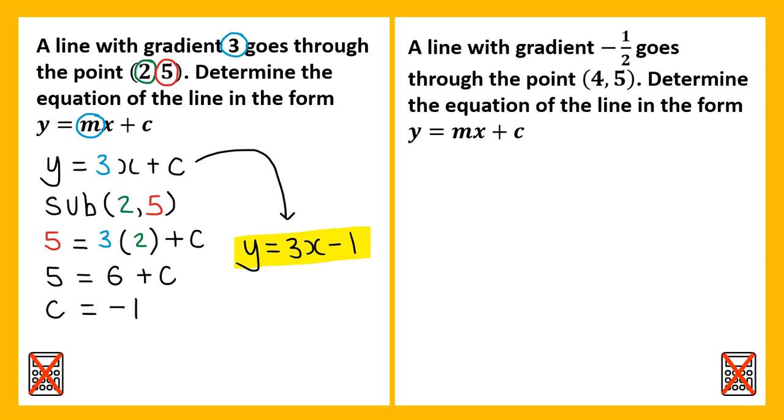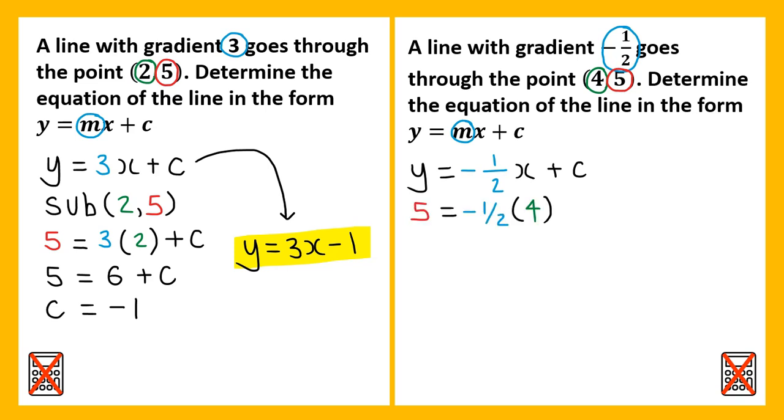The second question is similar, but I have a negative fractional gradient, which often makes the calculations trickier. Y equals negative a half of x plus c. Substitute the x and y values of the known coordinate that lies on the line. The y value of the coordinate is 5, and the x value is 4. 5 equals negative a half of 4 plus c. 5 is equal to negative 2 plus c, and in this case I can find c by adding 2 to both sides.